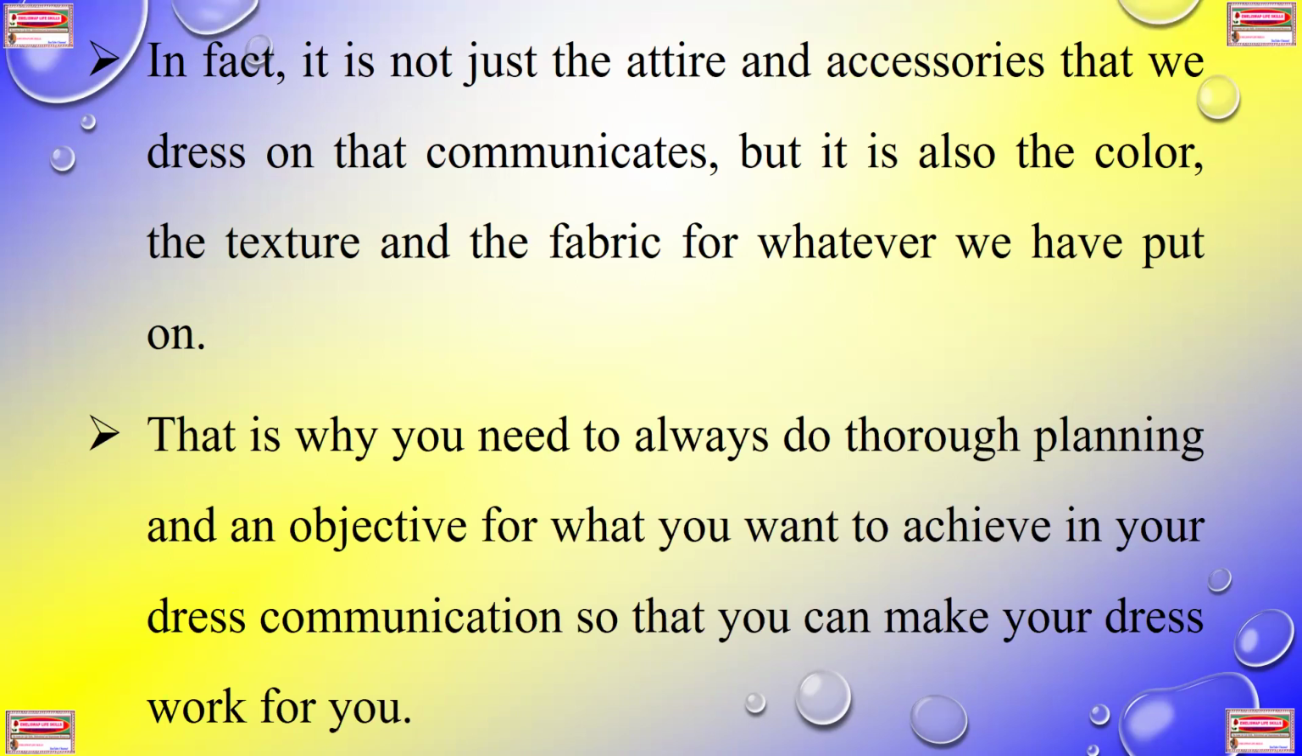That is why you need to always do thorough planning and an objective for what you want to achieve in your dress communication so that you can make your dress work for you. I repeat, your dressing or the way you dress is a method of communication. Therefore, your dressing is a non-verbal communication. You speak through your dressing in the same way you can communicate through your gestures, your mood, your intonations.